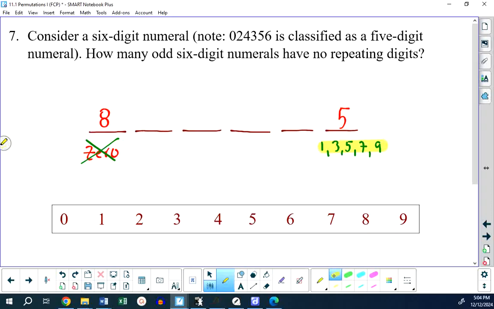Now I have to decide of the 9 remaining digits, how many am I allowed to put in the first blank? Well, not all 9, because one of those remaining digits is a 0. So that means I have only 8 to choose from. How many digits do I have to choose from for this next blank? Well, the answer is 8, because I've chosen 1 digit for the end, I've chosen 1 digit for the beginning. That means I'm left with 8, and then 7, and 6, and 5. And we have to multiply all of these numbers together.